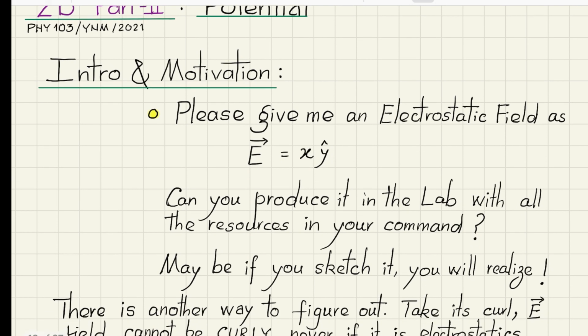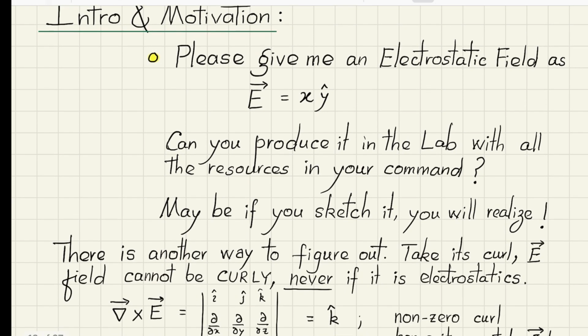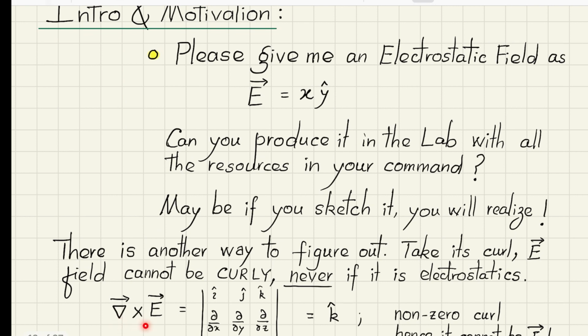So let's compute the curl of this. In Cartesian coordinates: i, j, k, del by del x, del by del y, del by del z. The only component that survives is the k component: del by del x of x minus 0, and that is k, which means it has a non-zero curl, and hence it cannot be an electric field.